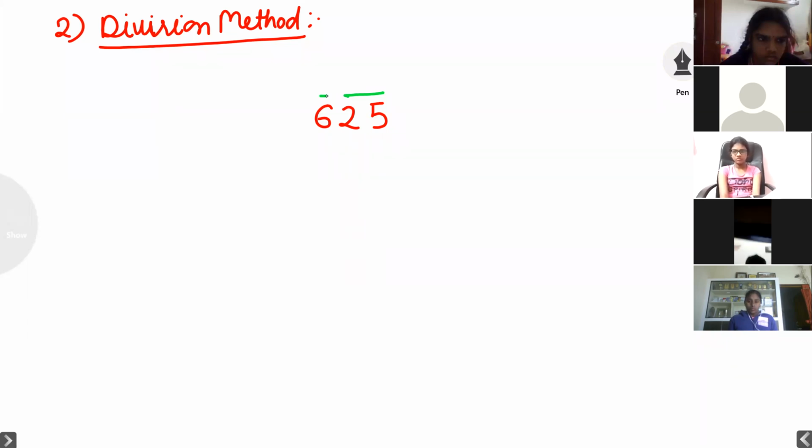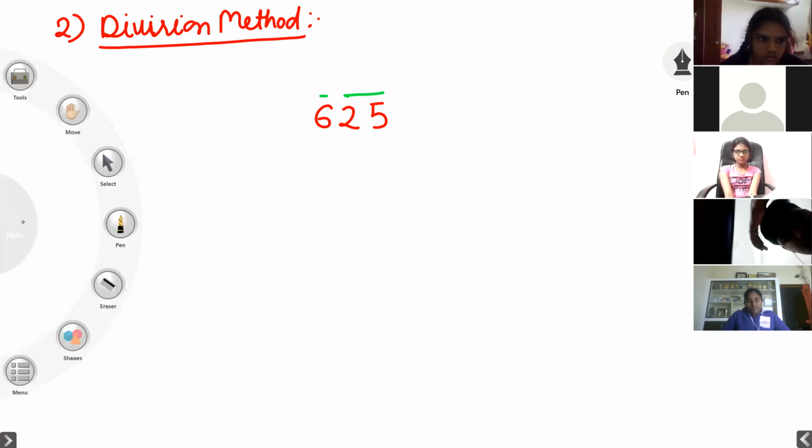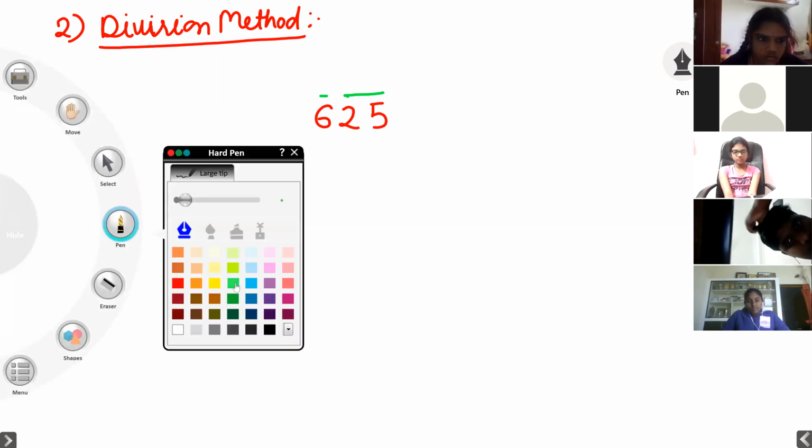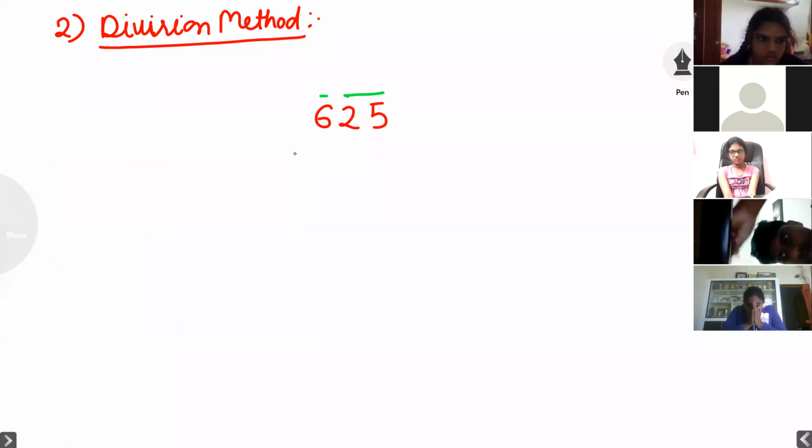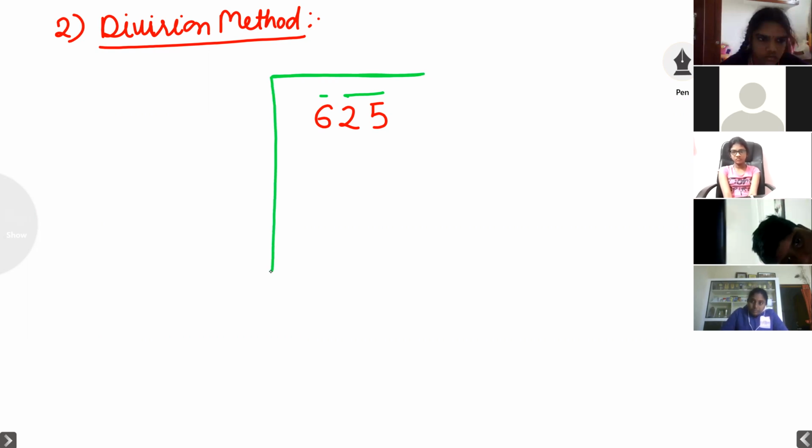First step, what was the first step? I made pairs from the right side, right to left: the first pair is 25, and 6 is alone. After that, step 2, I want to draw like that. One line up, one line down. Here I have given some gap. This side also we want to give some gap.